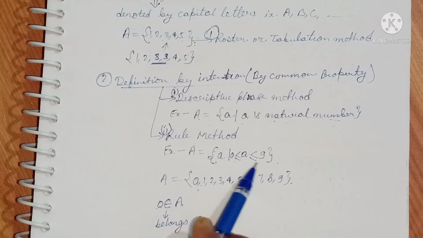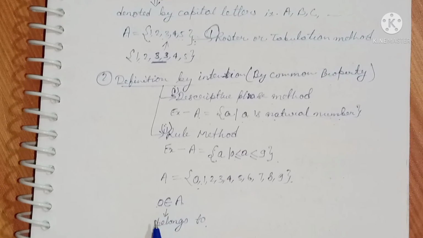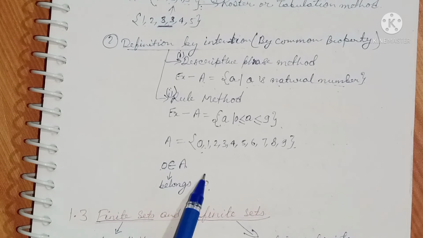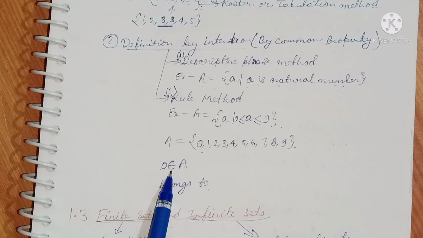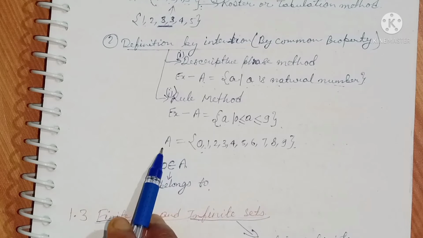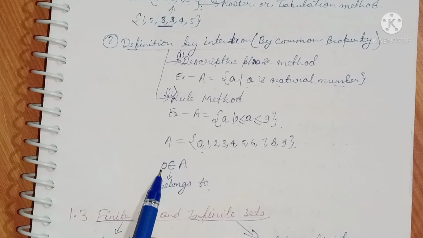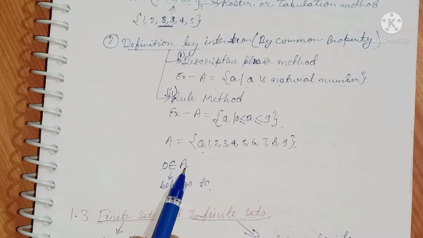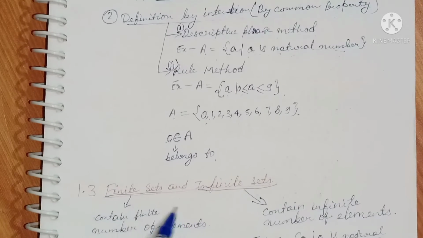Clear? Then you can see this is the symbol used for belongs to. Since 0 is present in this set A, we can write 0 belongs to A.